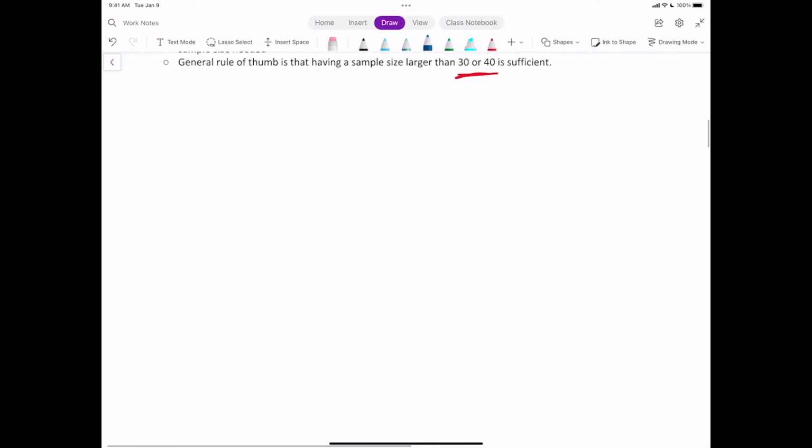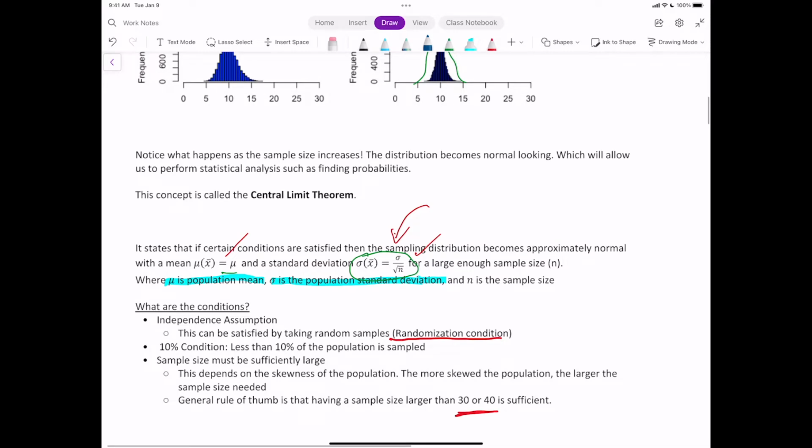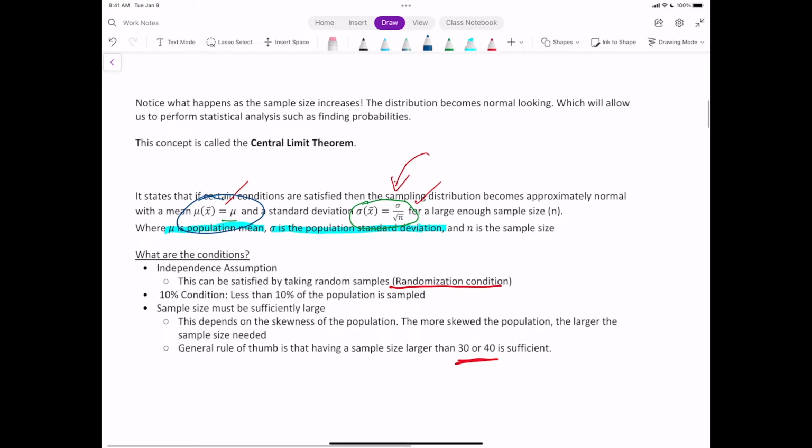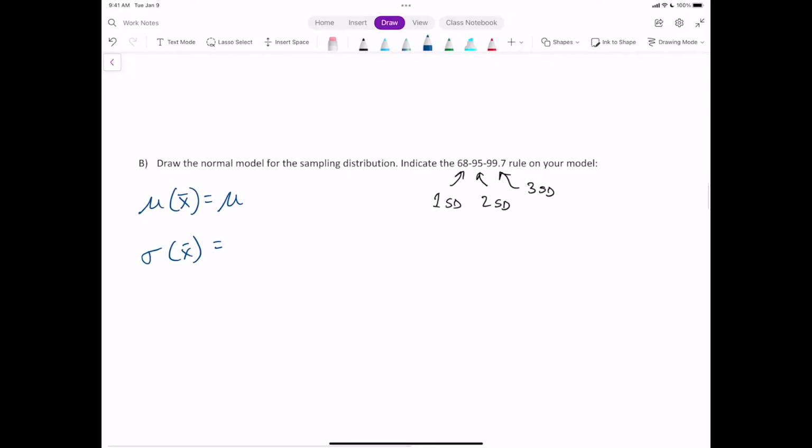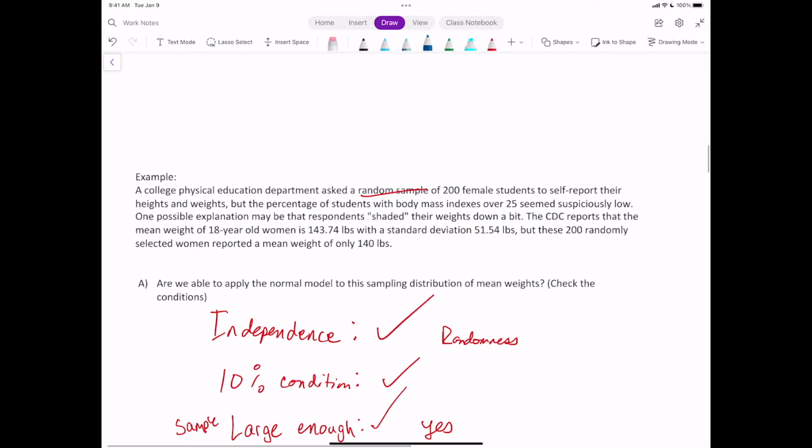So just once again, I want to show you guys. If we come up here, that's it right there. That's the rule. The mean of the sampling distribution is the same thing as the population mean. Well, what's the population mean weight according to CDC of 18-year-old women in college? It is 143.74.